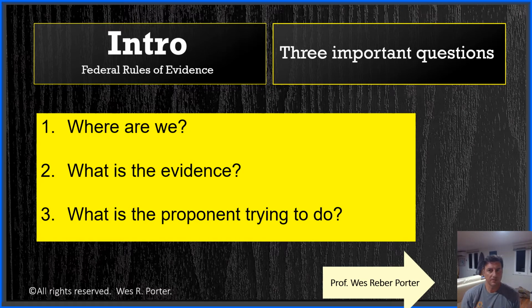This is Professor Porter. This is the Federal Rules of Evidence. We're in the introduction section, and we're still talking about the three most important questions that you can ask.